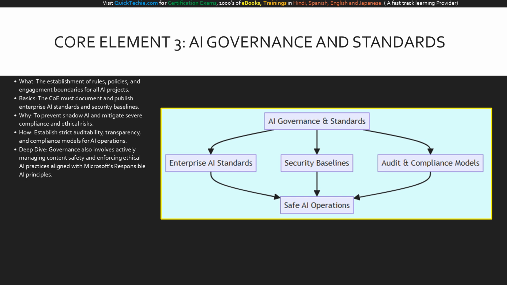This flowchart breaks down the governance and standards pillar. The main node at the top distributes responsibilities into three critical areas: publishing enterprise AI standards, setting strict security baselines, and establishing robust audit and compliance models. These three areas act as the protective shield for your organization. They all feed directly into safe AI operations at the bottom. Without this structure, as you can easily perceive, the deployment of AI becomes chaotic and highly risky. If your COE lacks data governance entirely, you immediately invite severe compliance risks into your enterprise.